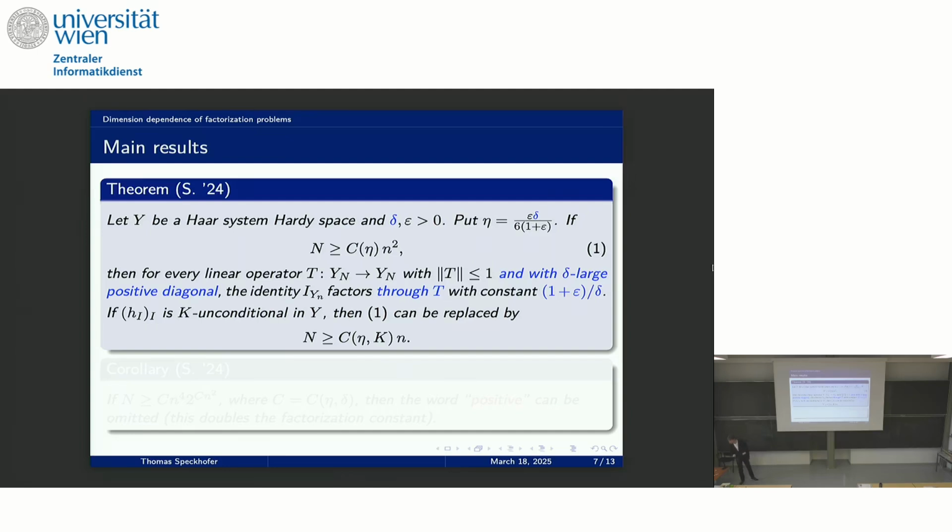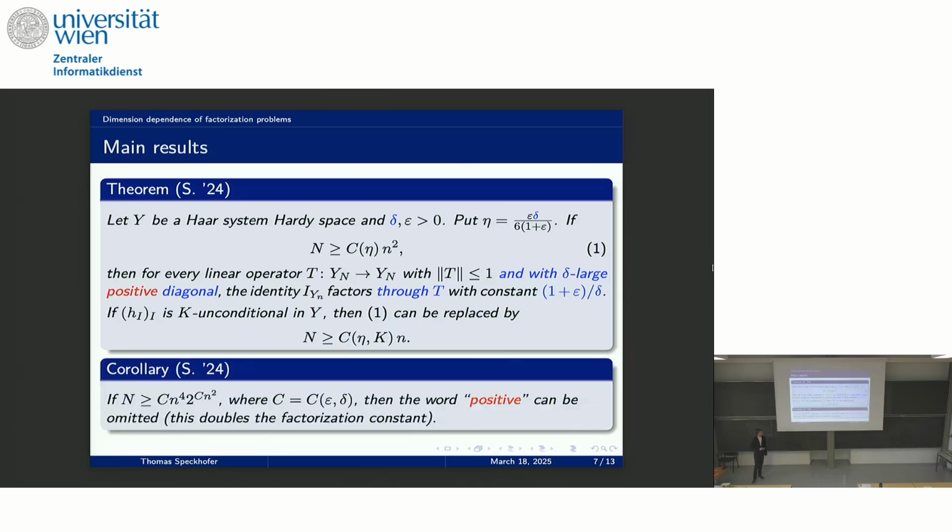And finally, one may ask whether this restriction to positive diagonal entries is really necessary. If we omit the word positive, then one can still prove a result, but capital N has to be quite a bit larger, so something like 2 to the c times n squared. Since there is much more combinatorics involved, this increases the dimension dependence. But then, indeed, one can omit the word positive and just require that T has large diagonal entries in absolute value.